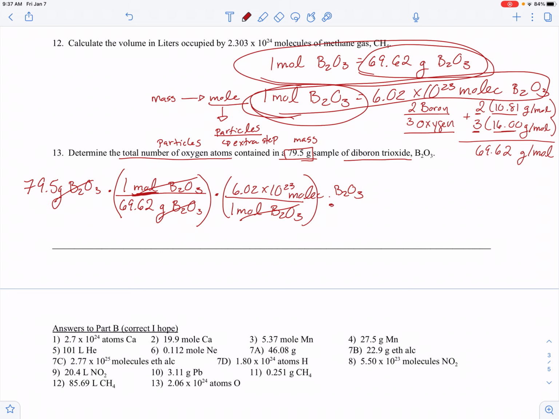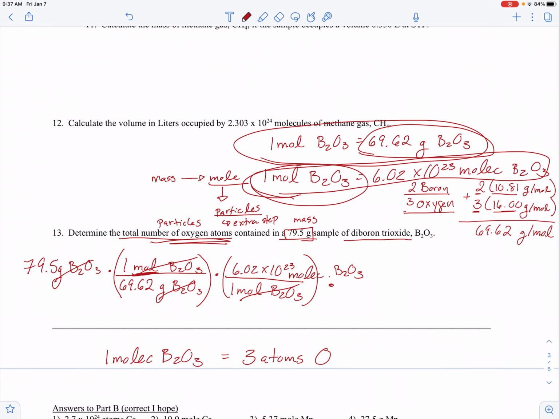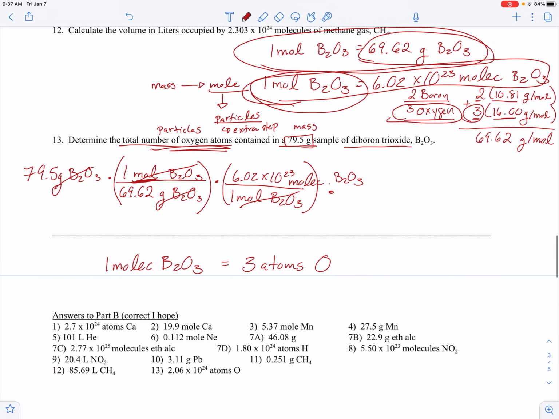Right now I'm in molecules of B2O3, which would be great, except I'm asking you the total number of oxygen atoms. So we're going to do that similar step as we did in number 7, which is again not really on the mole map. But if we look at the molecule, we can see that 1 molecule of B2O3 actually contains 3 atoms of oxygen, right? So when I did the molar mass up here, I said that for every 1 of those molecules, I have 3 oxygen in it. So then I'll use this as my final conversion factor.